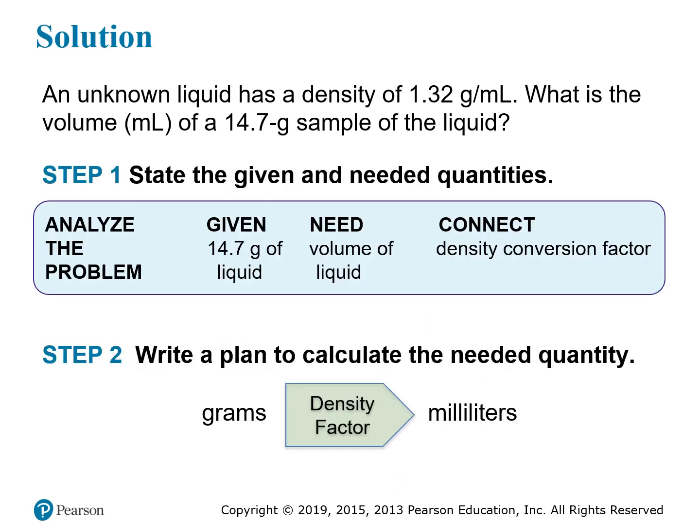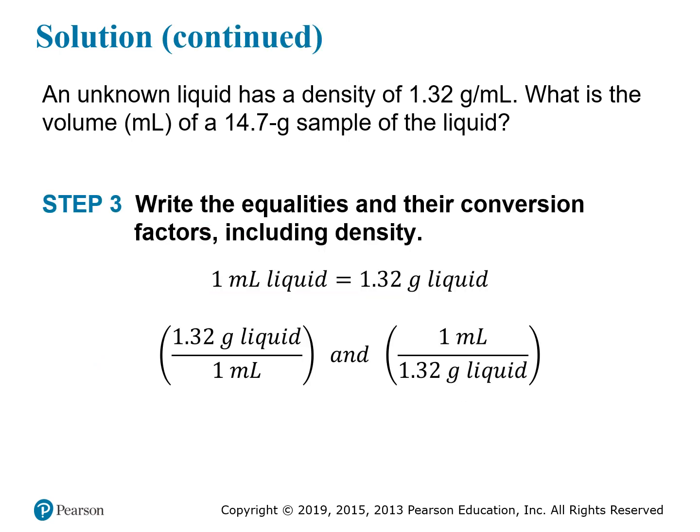But it's also possible to do this, again, as a conversion problem, where you start with the mass of the sample that you're talking about, and you use the density as a conversion factor, right? The density factor is a conversion factor here. So if we do it that way, we get this. We have the relationship between volume and mass. 1 milliliter equals 1.32 grams of liquid, which gives us either this conversion factor or this one. In other words, we're wondering whether we need to multiply by the density or divide by the density.